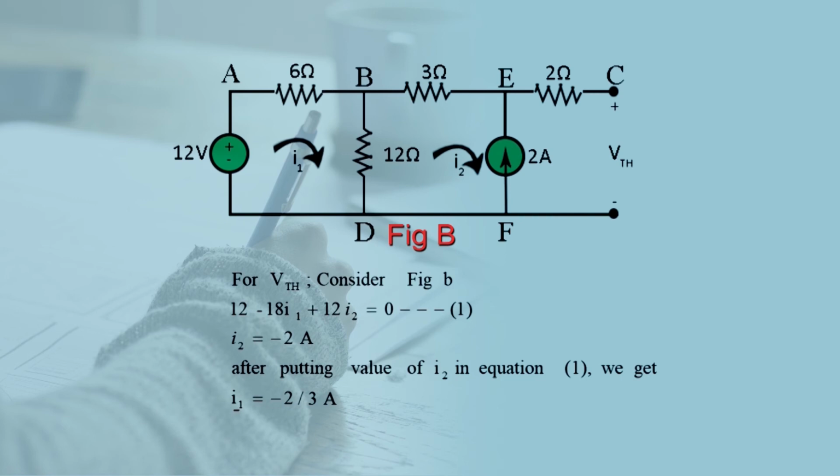So the direction of this loop current I2 and the current flowing between terminal F and E are opposite. So you can write I2 is equal to minus 2 A. Just put the value of I2 equal to minus 2 ampere in the previous equation. After solving, you will get the current I1, and it comes equal to minus 2 by 3 ampere.